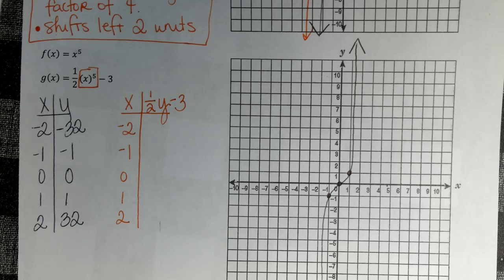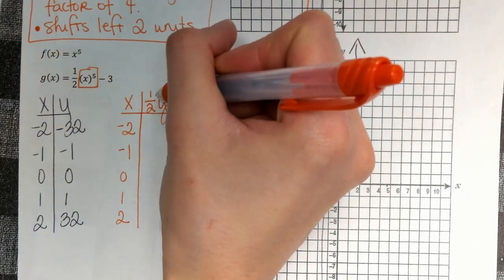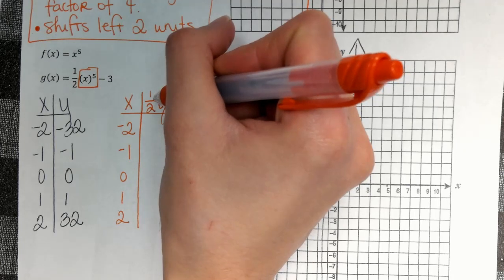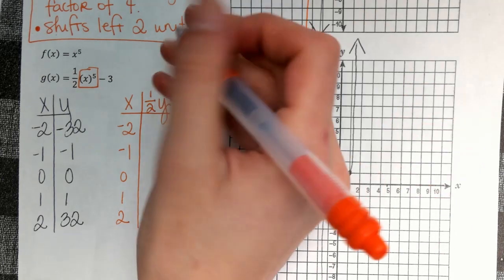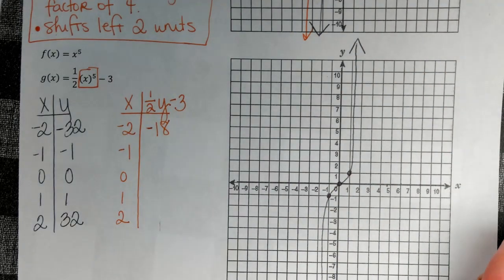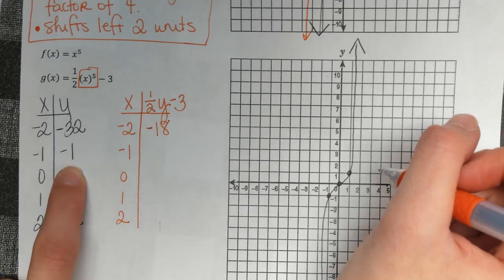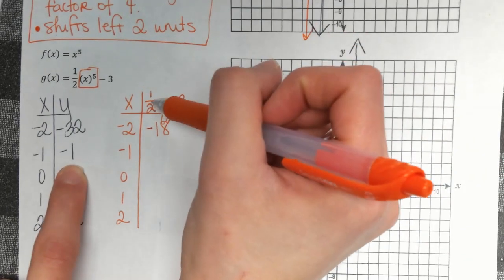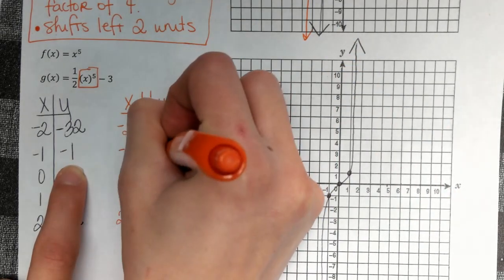Y'all understand how I got that? Yeah. Okay. So -32, you're going to do order of operations. Times 1/2 is a -16. -16 minus 3 is going to give me -19. -1 times 1/2 is a -0.5. You can do decimals. I'm okay with it at this point. Okay. It's a -0.5 minus 3 is a -3.5.